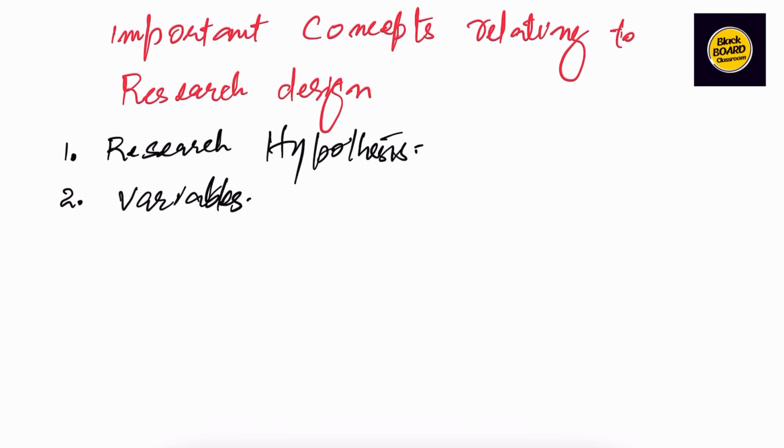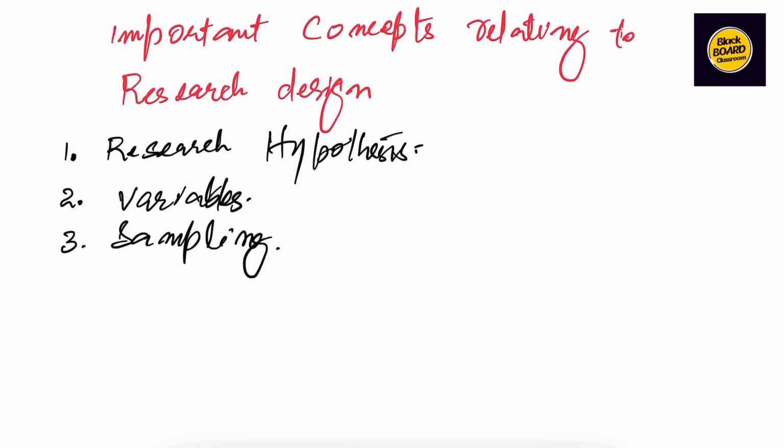Then one of the most important concepts in your research design is sampling. Sampling is the process of selecting a subset of individuals or items from a larger population for the purpose of conducting research. Remember it, from a larger population. You are selecting a subset to collect the data or knowledge from a larger population for the purpose of conducting research.